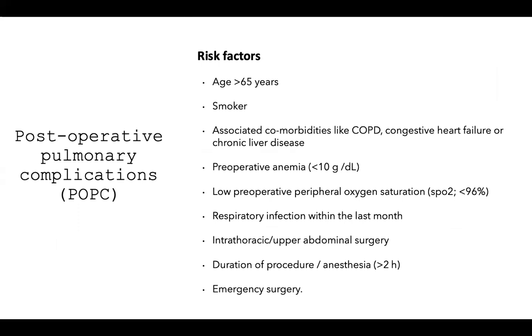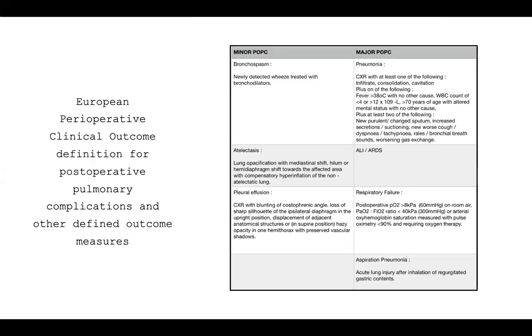So, risk factors are age more than 65 years, smoker, associated comorbidities like COPD, congestive heart failure, chronic liver disease, preoperative anemia with hemoglobin less than 10, low preoperative peripheral oxygen saturation, that is room air saturation less than 96%, respiratory infection in the recent past because this patient has a high risk of developing postoperative pulmonary complication including ARDS, intrathoracic or upper abdominal surgeries, duration of the procedure if it is more than 2 hours, and emergency surgery.